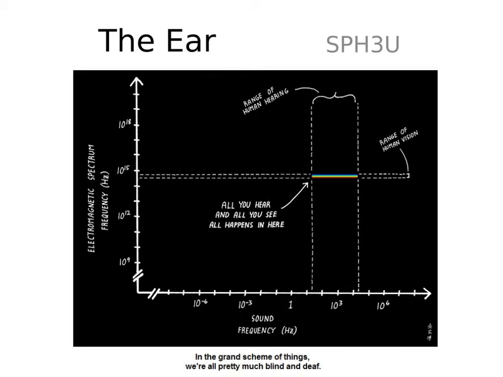Here we're going to talk about the human ear. We can see here the electromagnetic spectrum, frequencies shown on the left-hand side in the vertical axis, and sound frequency on the horizontal axis. All you hear and see is in here, which is not very much.